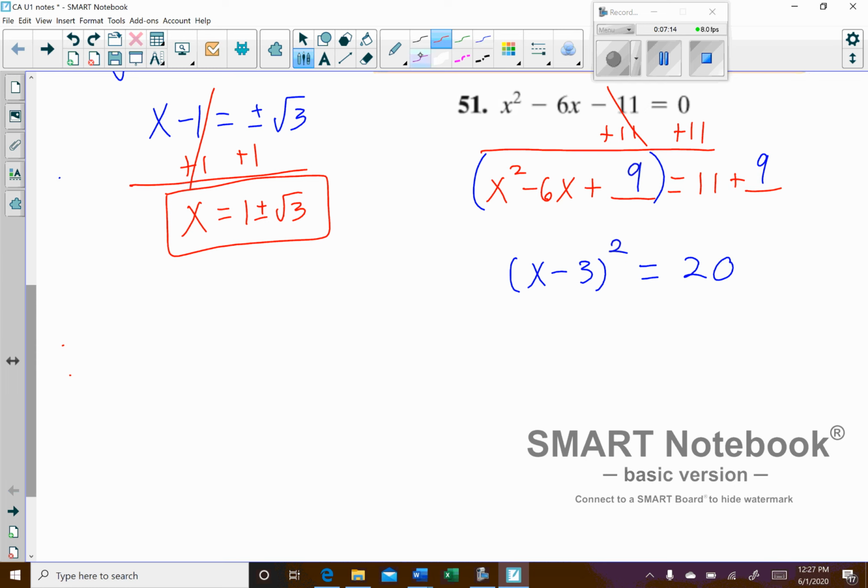So now we'll go ahead and square root both sides, plus minus, okay? So we're going to get x minus 3 equals plus or minus. Now, square root of 20, I can break that up into a perfect square. And so let's see, I believe 4. So I'm going to break that up into 4 times the square root of 5. So I can go ahead and do that. I can break that up. And I can square root the 4.